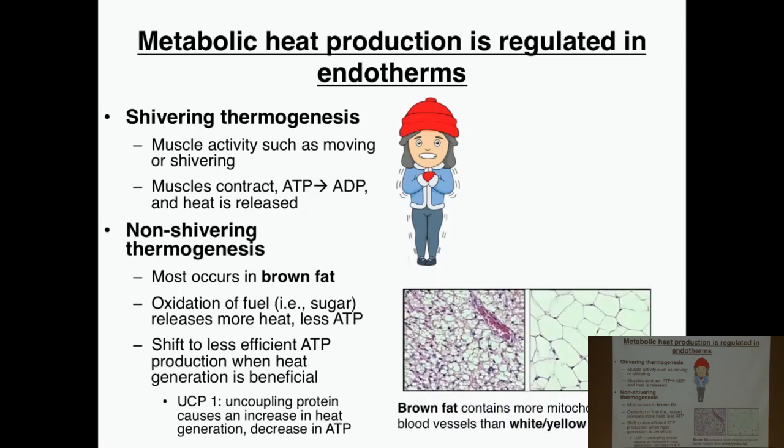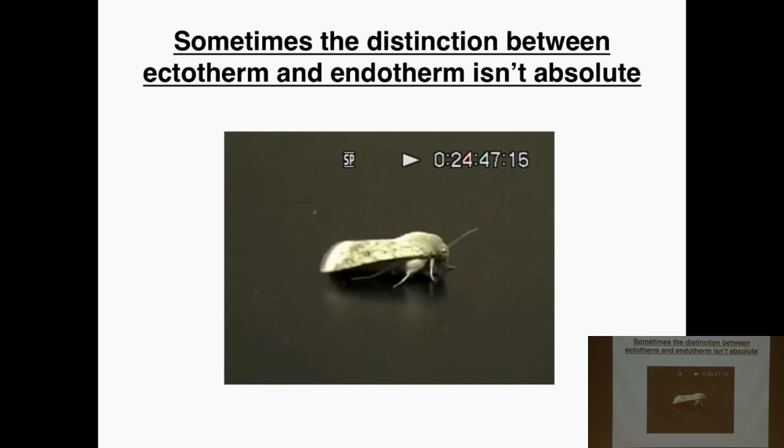Okay, so the last thing that I wanted, and so here we have as an example, just to see how brown fat is also histologically distinct from white fat. It contains more mitochondria and blood vessels so that it can actually do this thermogenesis. And then I also just want to show an example that highlights the idea that the distinction between ectotherm and endotherm is not absolute.